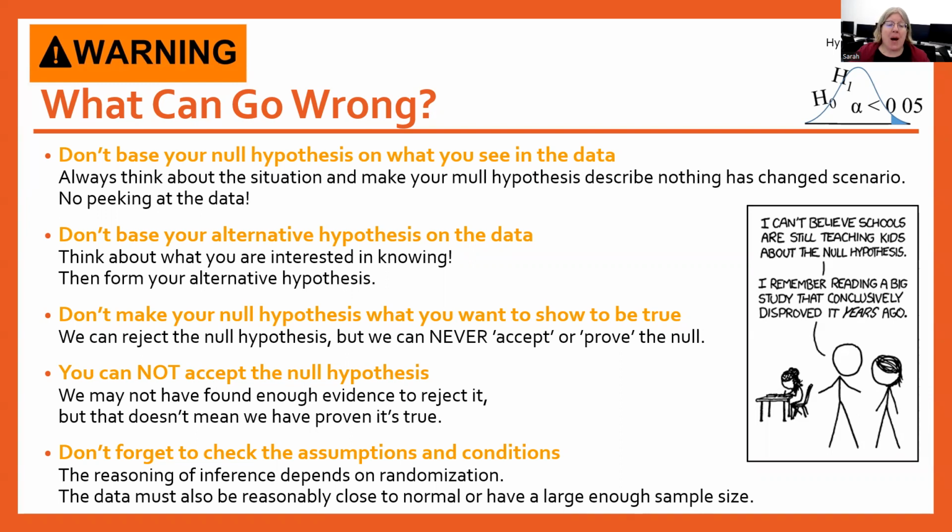Don't make your null hypothesis what you want to show to be true. The reason that we don't do that is, remember that the only conclusions you can get are reject the null, which means it's false, or do not reject the null, which means I don't know, there's just not a big enough difference to call it. So if you want to show something to be true, that has to be set as the alternative hypothesis if you're going to have a chance of showing it's true.